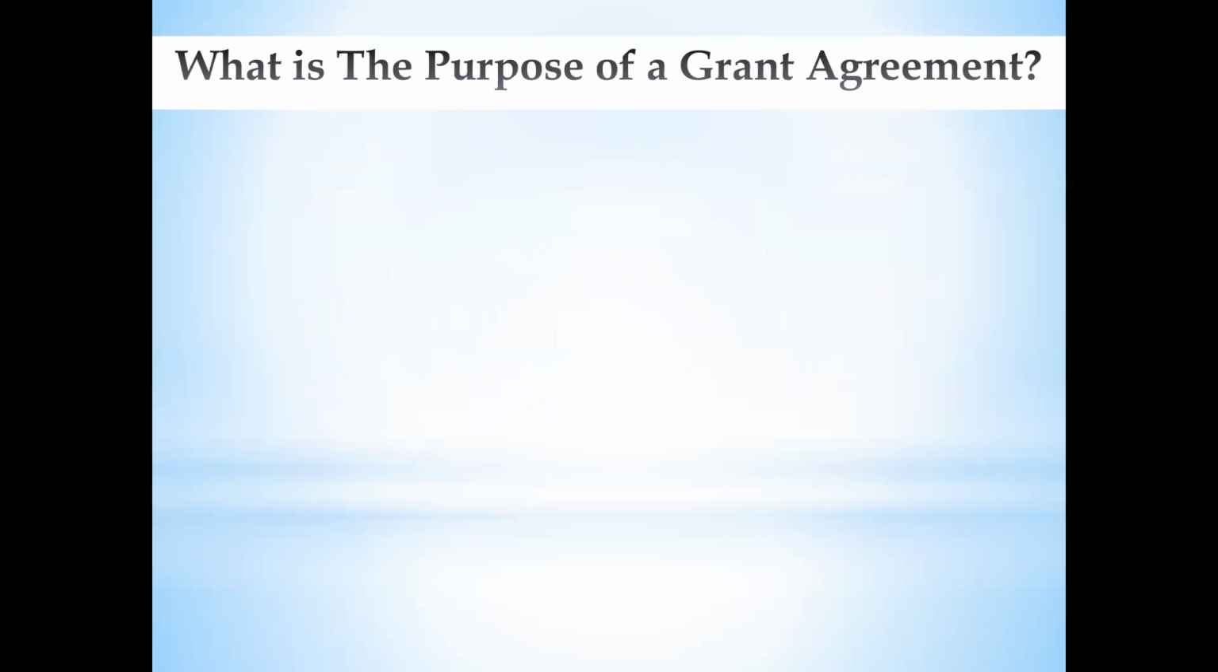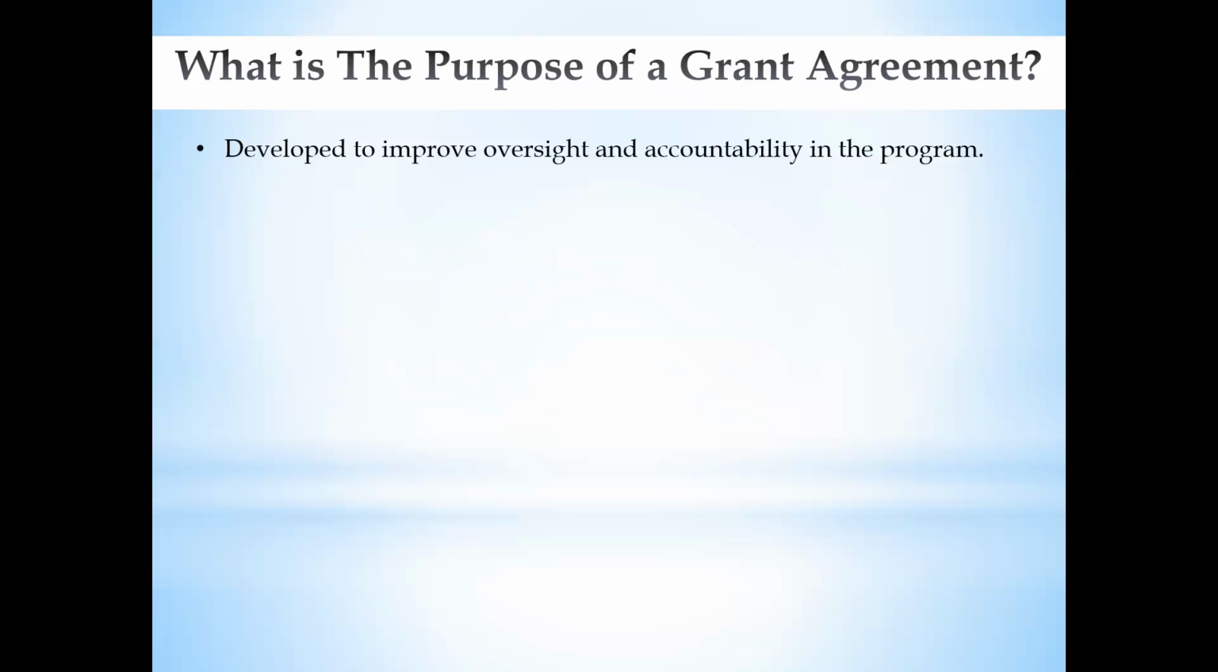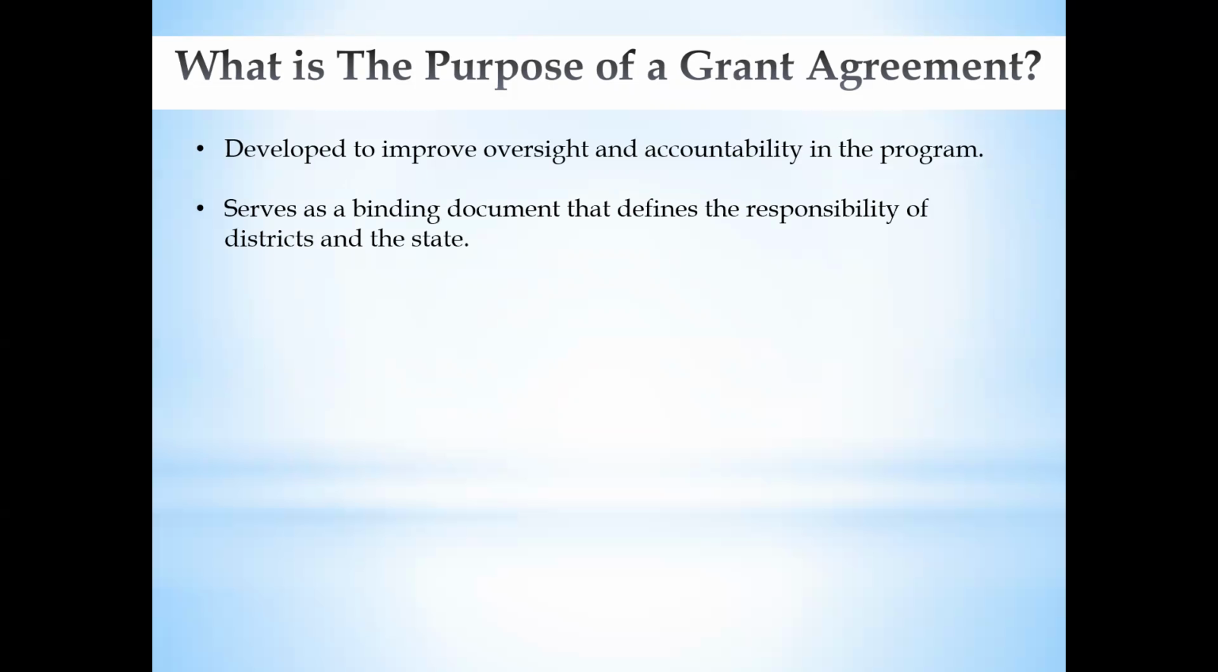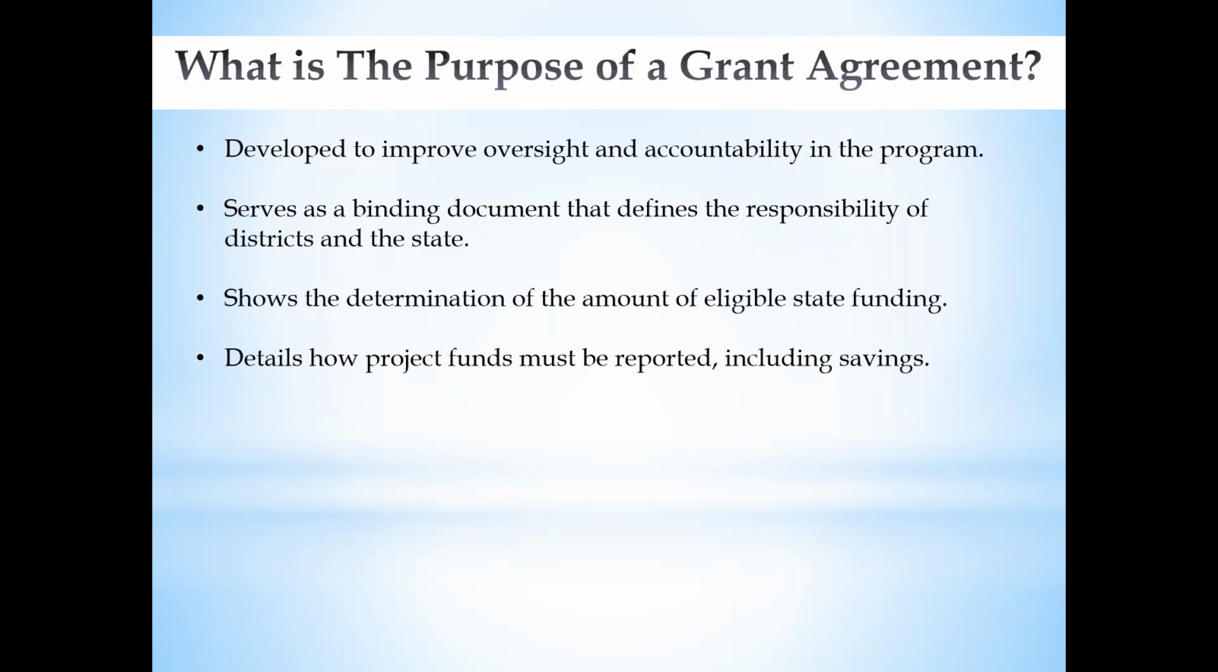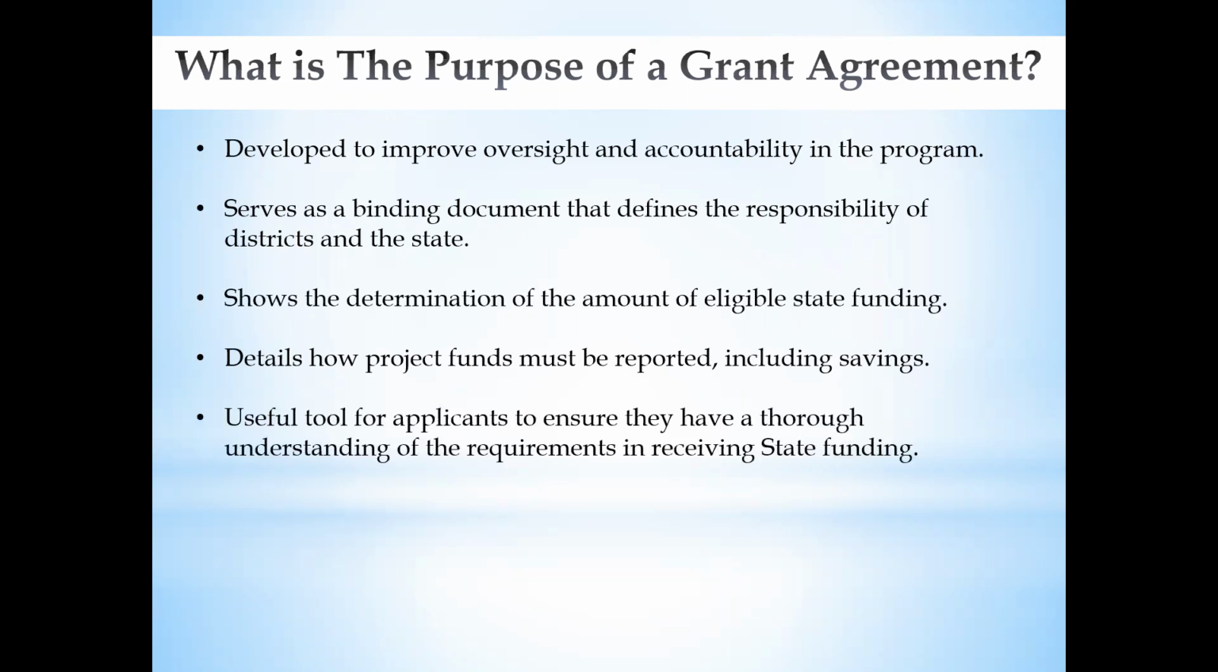What is the purpose of a grant agreement? It was developed to improve oversight and accountability in the school facility program and the full-day kindergarten program. It serves as a binding document and defines the responsibility of both parties, both the district and the state. It shows the determination of the amount of eligible state funding, and it details how those project funds must be reported, including the savings. And it's a useful tool for applicants to ensure they have a thorough understanding of requirements in receiving state funding.